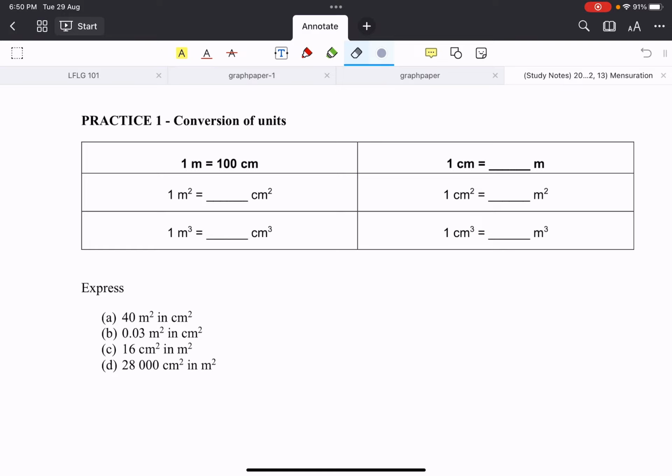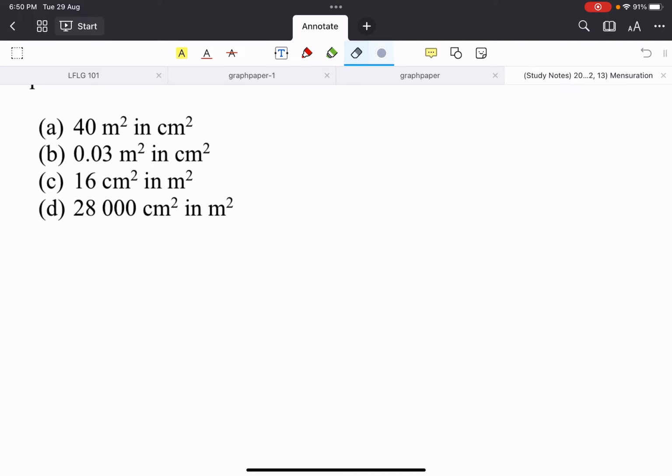But what we want to deal with right now is that we are quite familiar with the conversion of units based on length. But how about area, right? Here are a couple of practice questions just to kickstart and get used to the idea. The first one, what we want to do is convert 40 square meters to square centimeters. What can we do?